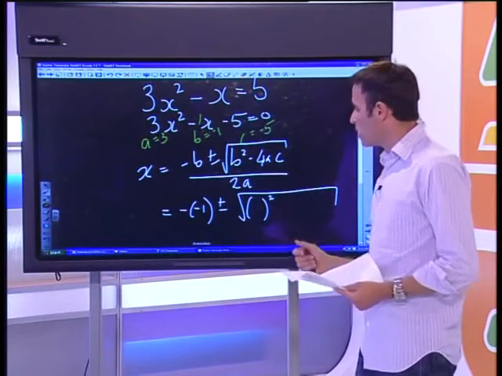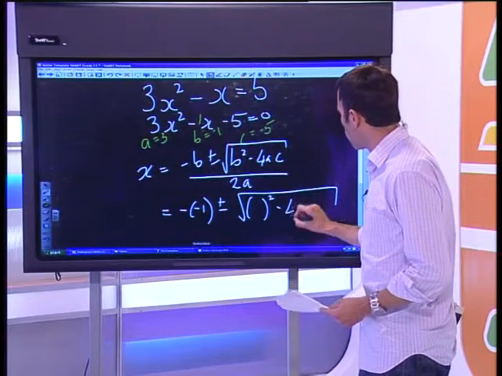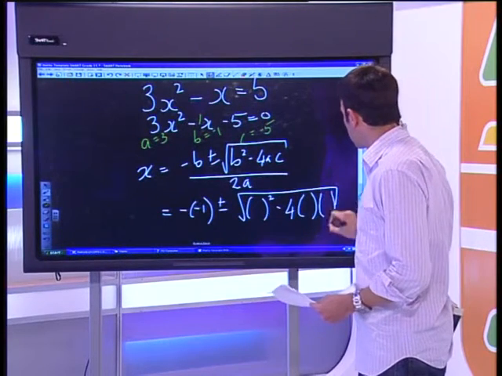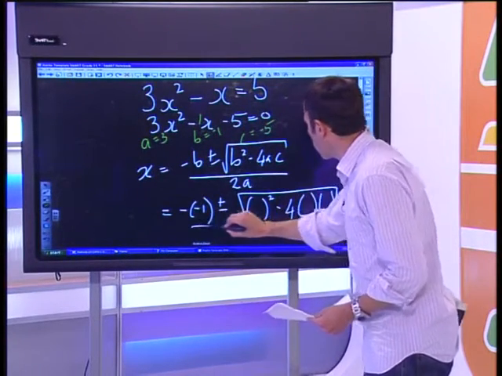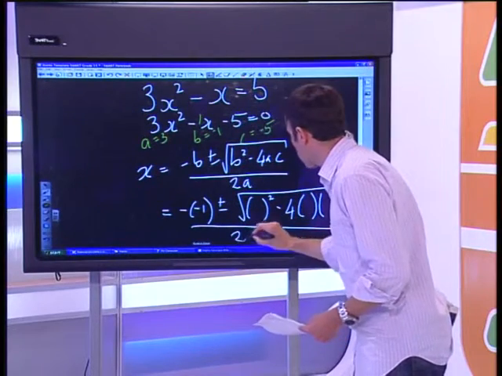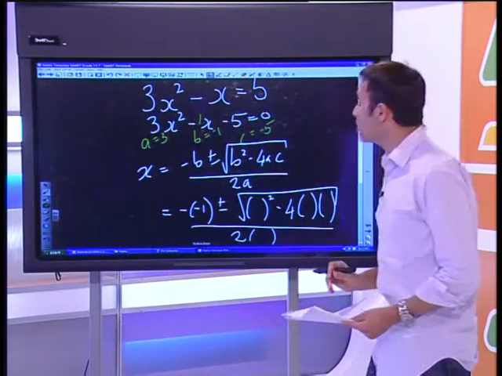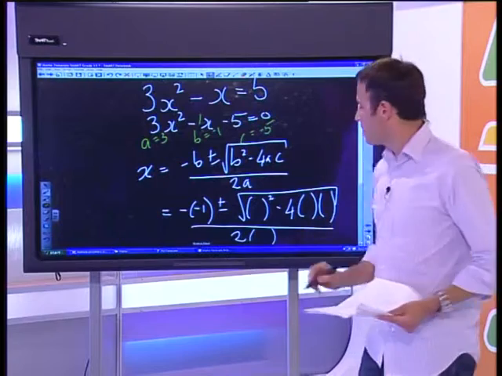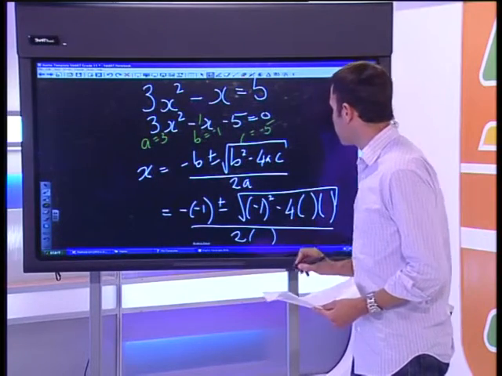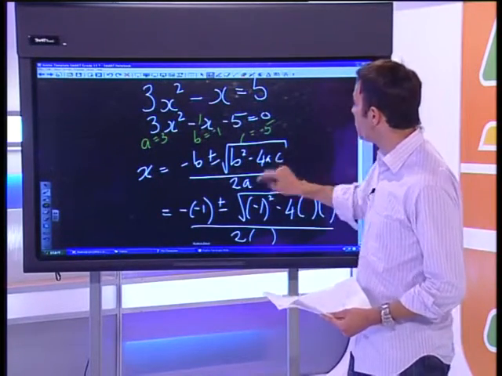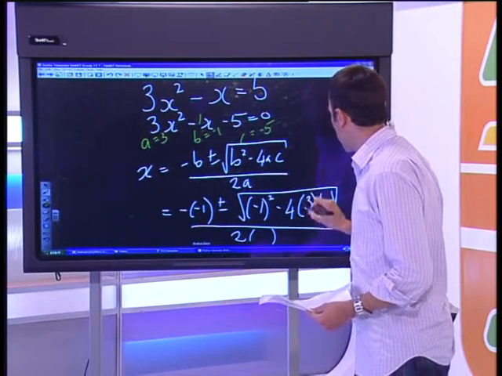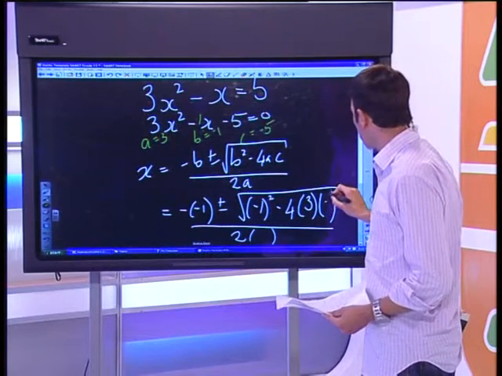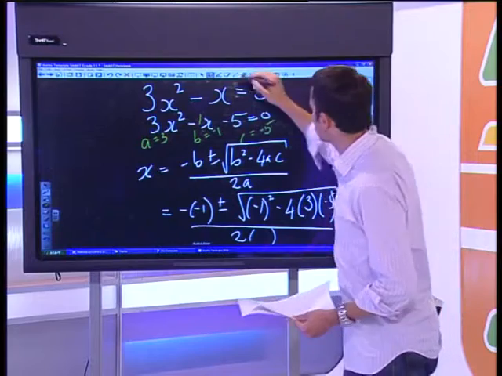So I've got a b squared, there's a placeholder, minus 4ac, all over 2a, another placeholder. Now, let's populate those placeholders. In here, I have a negative 1, minus 4ac, a is 3, and the c value we said was minus 5. Let's see if we can neaten that up.